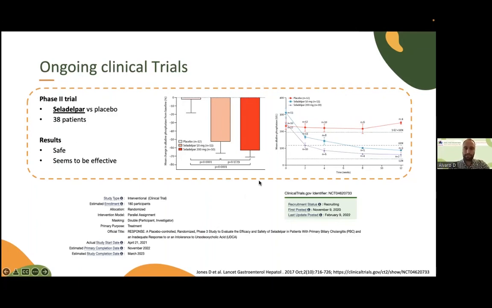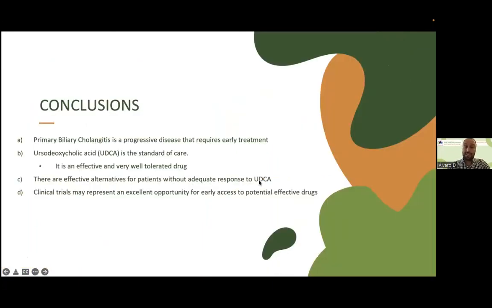For concluding this presentation, primary biliary cholangitis is a progressive disease that requires early treatment. Ursodeoxycholic acid is the standard of care. It's an effective and very well tolerated drug. There are effective alternatives for patients without an adequate response to ursodeoxycholic acid, and clinical trials may represent an excellent opportunity for early access to potentially effective drugs.